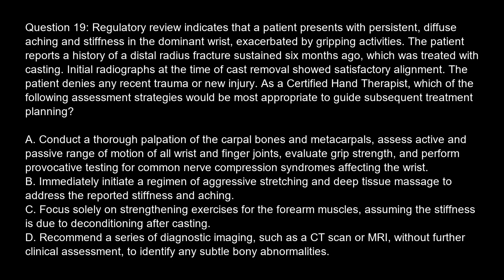Option A. Conduct a thorough palpation of the carpal bones and metacarpals. Assess active and passive range of motion of all wrist and finger joints. Evaluate grip strength and perform provocative testing for common nerve compression syndromes affecting the wrist. Option B. Immediately initiate a regimen of aggressive stretching and deep tissue massage to address the reported stiffness and aching. Option C. Focus solely on strengthening exercises for the forearm muscles, assuming the stiffness is due to deconditioning after casting. Option D. Recommend a series of diagnostic imaging, such as a CT scan or MRI, without further clinical assessment, to identify any subtle bony abnormalities.